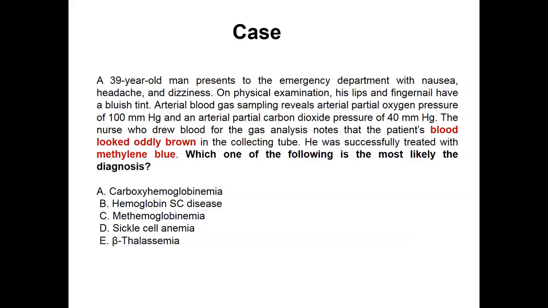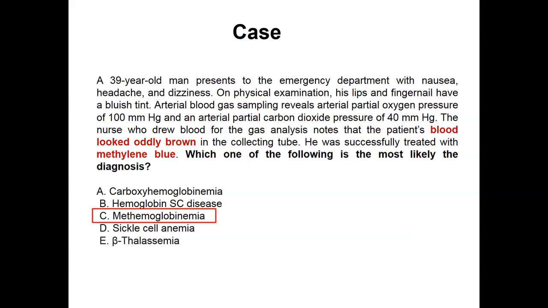So now back to our case. A 39-year-old man presents to the emergency department with nausea, headache, and dizziness. On physical examination, his lips and fingernails have a bluish tint. If you look at the patient's blood closely, the oxygen concentration is about 100 millimeters of mercury, just high enough. The CO2 is 40 millimeters of mercury. And the nurse noticed that the blood looked oddly brown in the tubes. So he was successfully treated with methylene blue. What is the patient's condition?